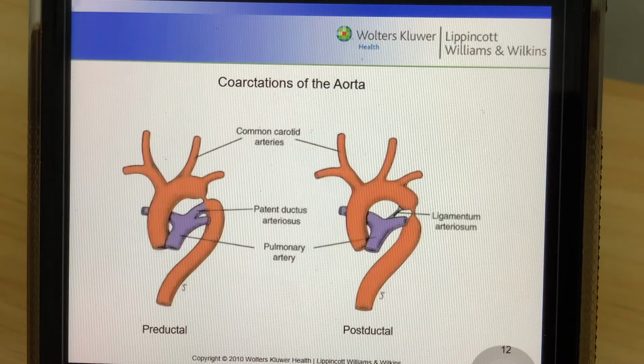Another anomaly, we have coarctation of the aorta. So this may be preductal or postductal. If this is the duct, preductal is this one. It is twice as common in males, and postductal is more common than preductal. Okay?